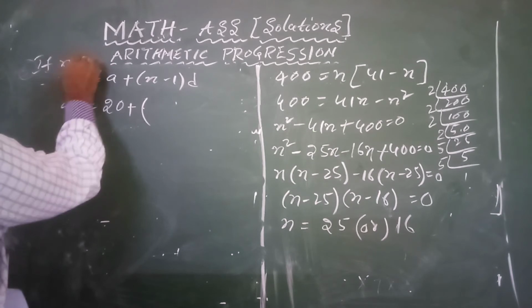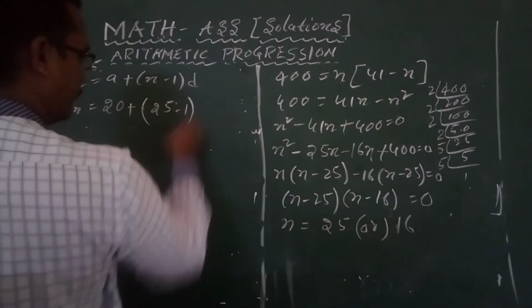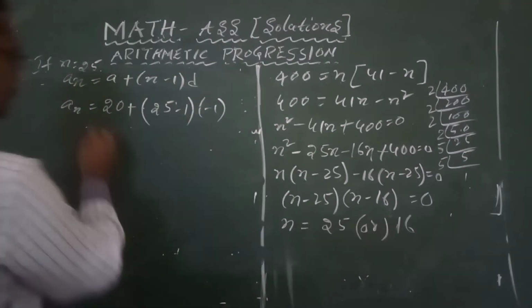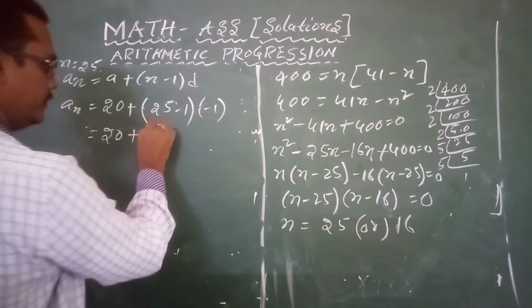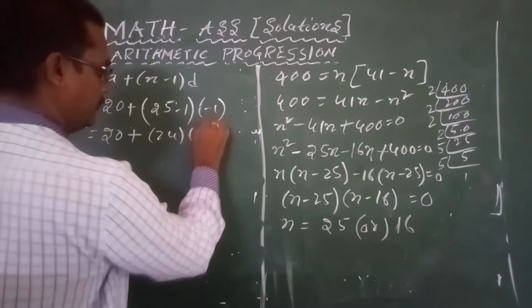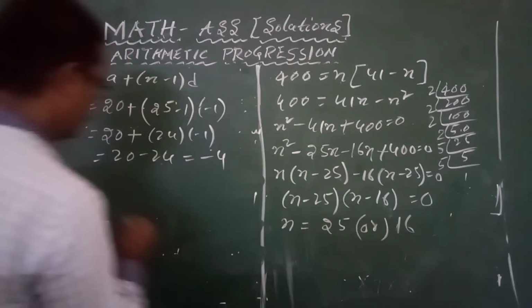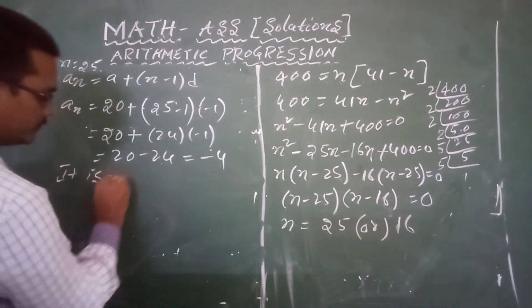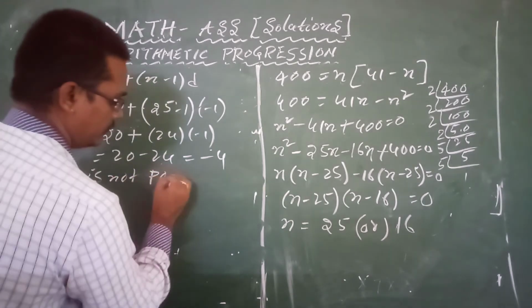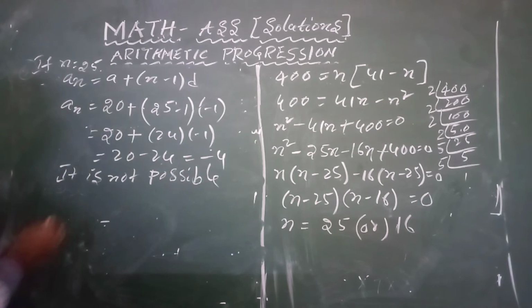If n is equal to 25, then n value 25 you can substitute, 25 minus 1 of minus 1. Now simplify this. 20 plus 25 minus 1, 24 of minus 1. Now simplify, 20 minus 24 is equal to minus 4. So it is negative, it is not a valid case. So you can check similarly 16 also.